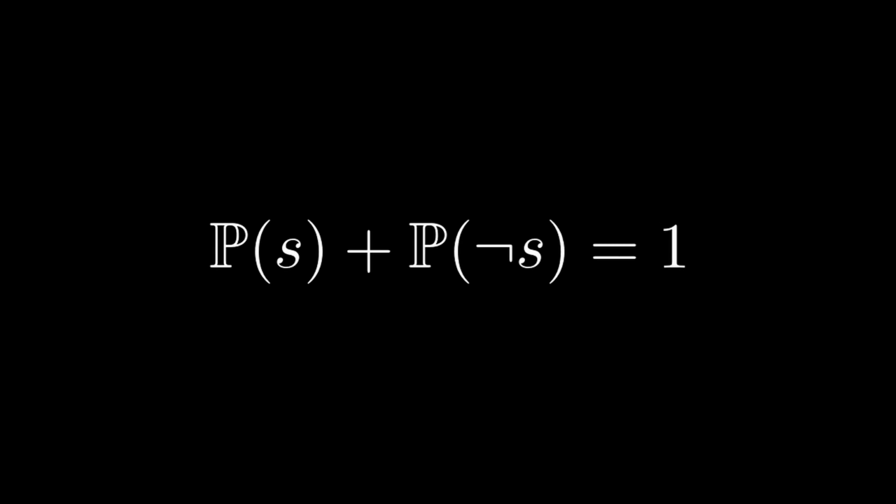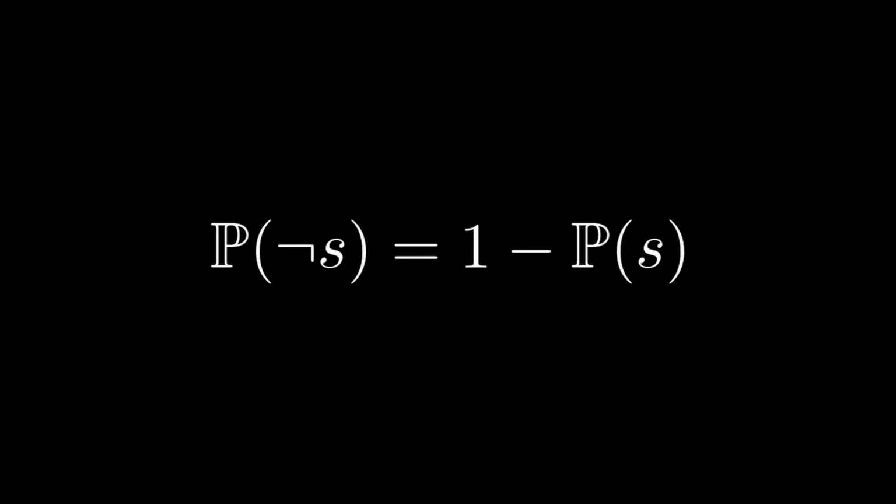So the previous rule tells us that the probability of S or negation of S is the probability of S plus the probability of negation S, which is the probability of a true statement, which by definition of a probability function will always be 1. And the proof just follows from rearranging the terms.